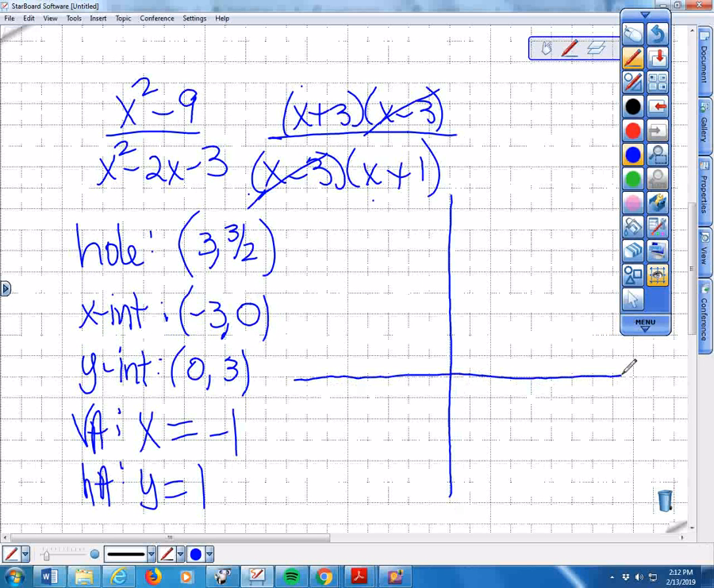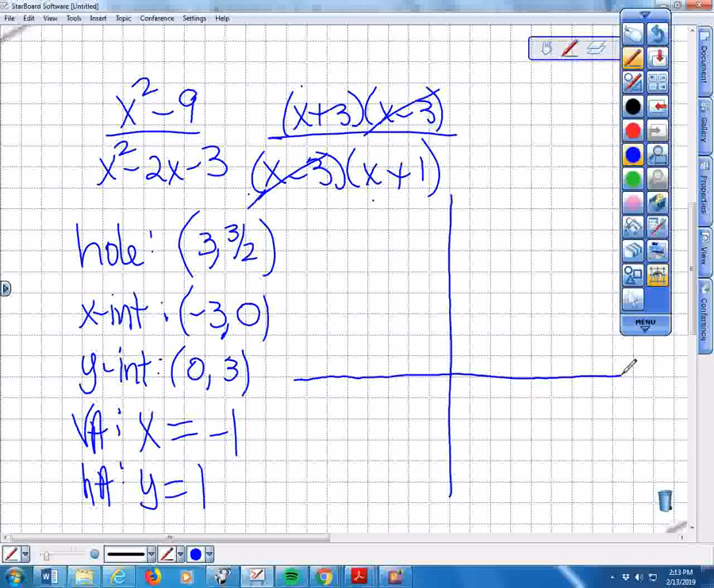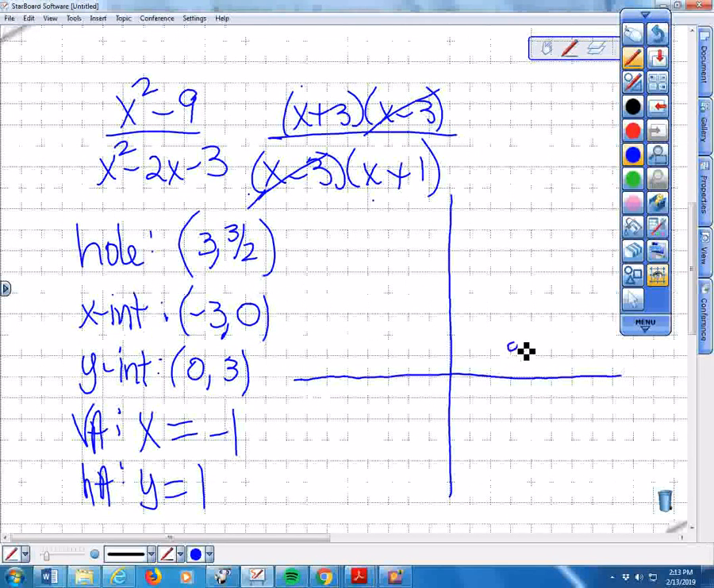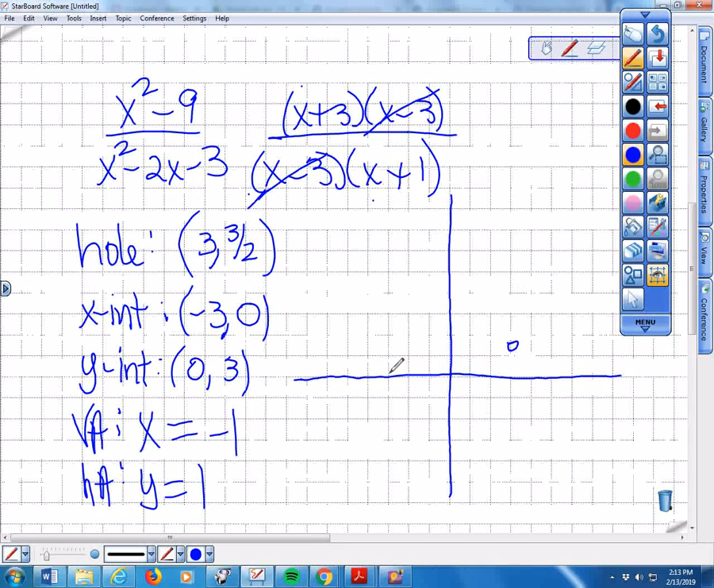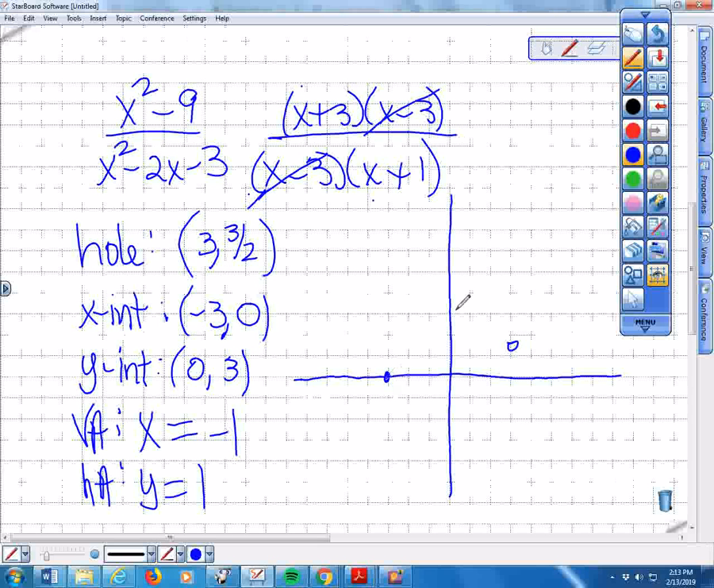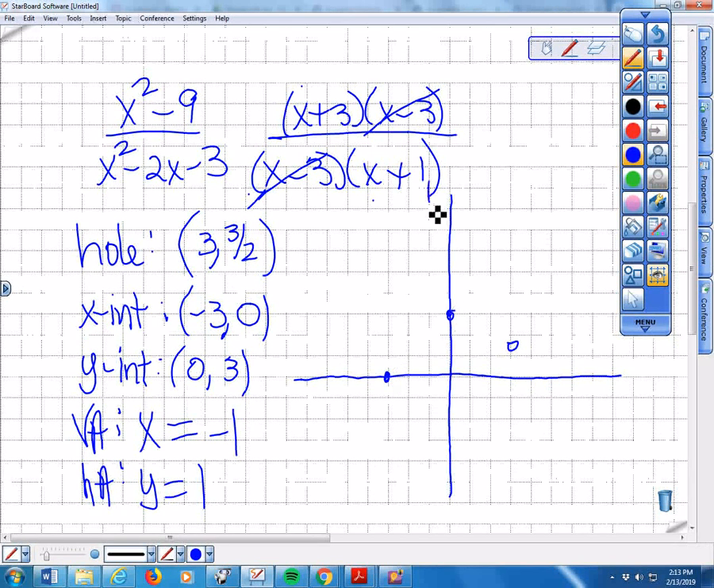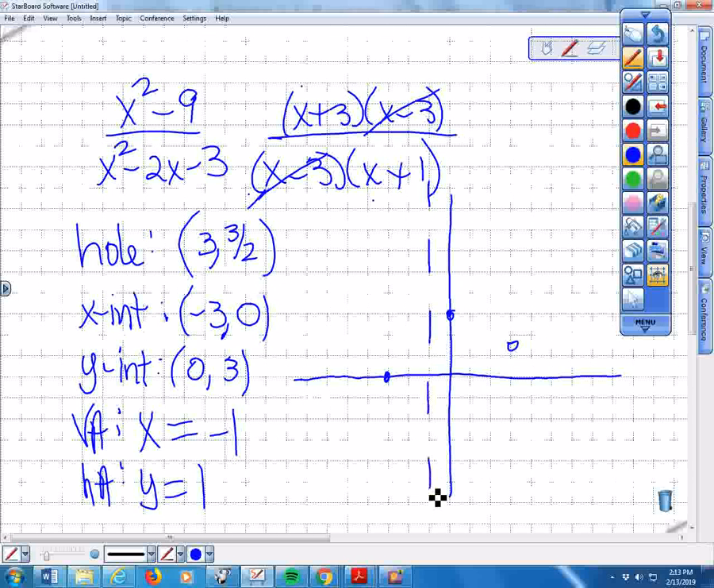Hole is at 3, 1.5. X-intercept is at negative 3. Y-intercept is at 3. Vertical asymptote is at negative 1, and horizontal asymptote is at 1. I'll do that in red.